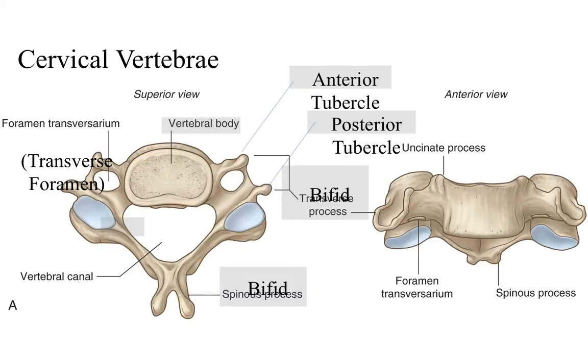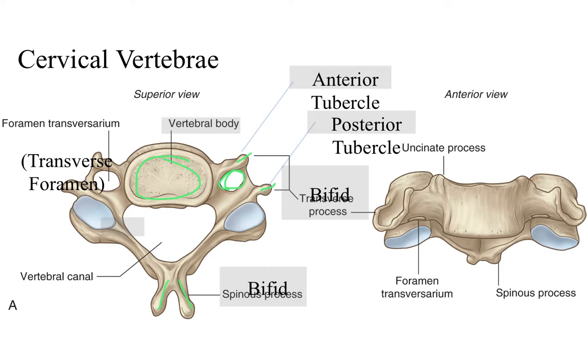All right, now each type of vertebrae has a slightly different morphology to it. So we'll start with the cervical vertebrae, and what you should note about the cervical vertebrae is, first of all, they have a smaller body. They have a bifid spinous process, as well as a bifid transverse process. And between the transverse processes, you have a transverse foramen through which blood vessels are going to flow.